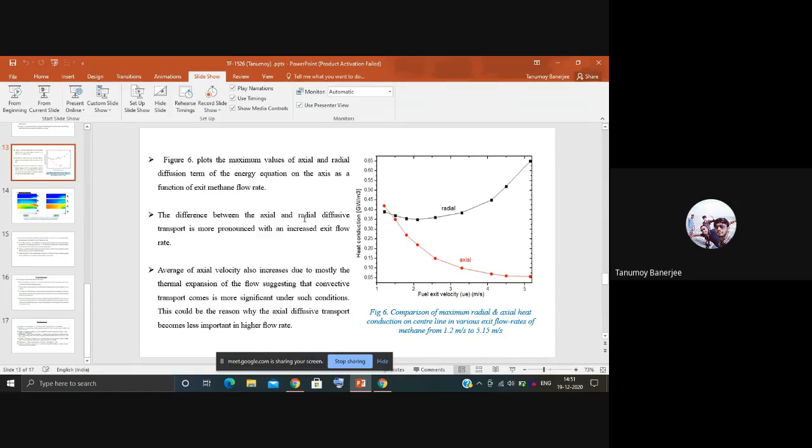In space applications, I guess radial is more important. Okay, so you concentrate on radial, so heat conduction in radial direction. Yes, sir.